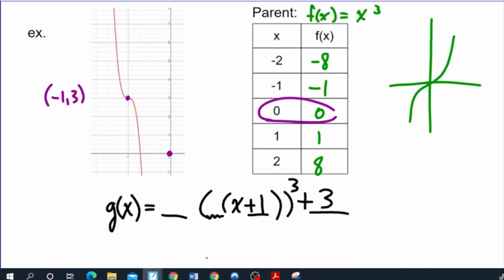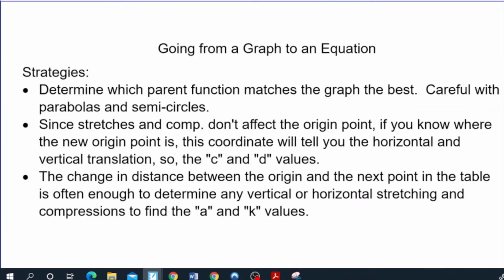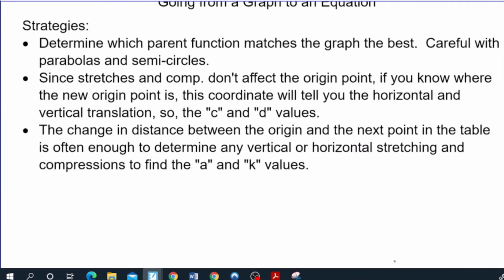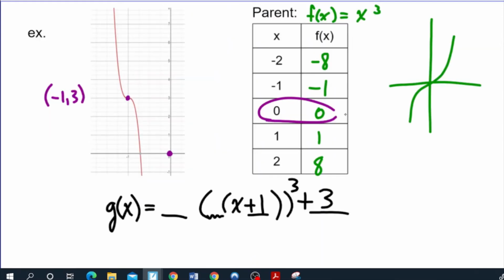Here's the way that I usually proceed. So the next step in our strategies is the change in distance between the origin and the next point. So that's what we want to look at, okay? So what is the change in distance between the origin and the next point supposed to be? Well, the x values are supposed to move over by a positive 1, and then the y values are supposed to go up by a positive 1 as well.